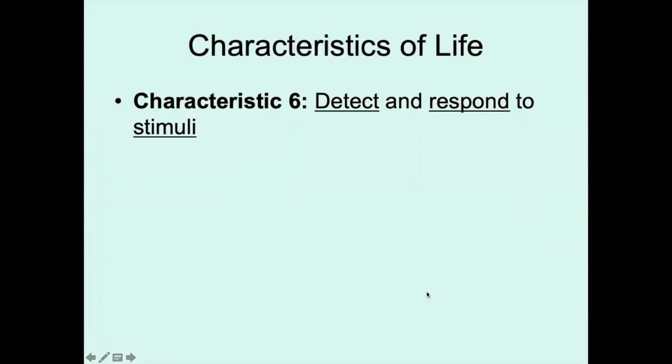Characteristic number 6, detect and respond to stimuli. All living things are somehow aware of their environment. That's what this means. Detect means you noticed it. That's detect. And respond, you did something. Right? We're not all going to detect things the same way. We're not all going to respond the same way, but every living thing does it.